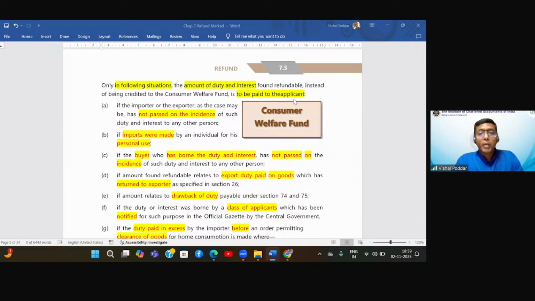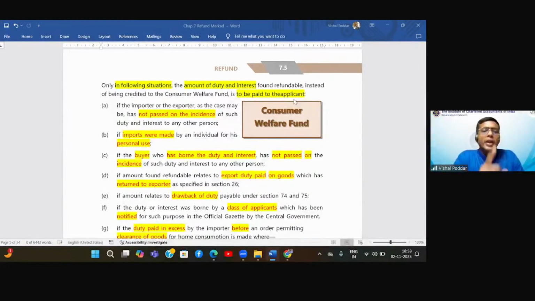And let us say the buyer is not traceable. In such a case, where will the amount of refund go? The law says it will go to the consumer welfare fund. Now, here what we are going to study is when will the amount of refund not go to consumer welfare but will be paid to the applicant.